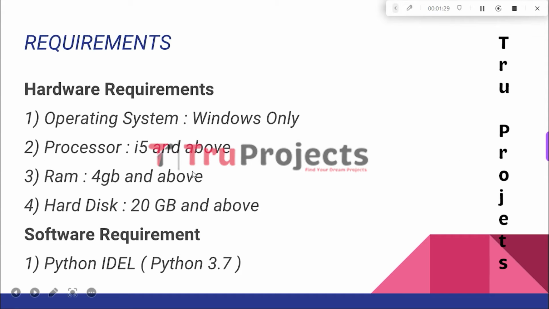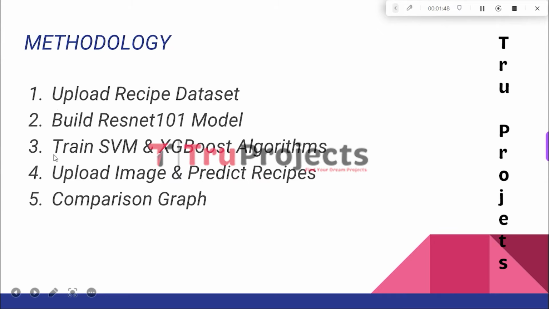These are the basic requirements that are needed to build this project. Hardware requirements: operating system as Windows, processor of i5 and above, RAM of 4 GB and above, hard disk of 20 GB and above. Software requirement: Python IDLE with version 3.7. These are the modules that are implemented to build this project.